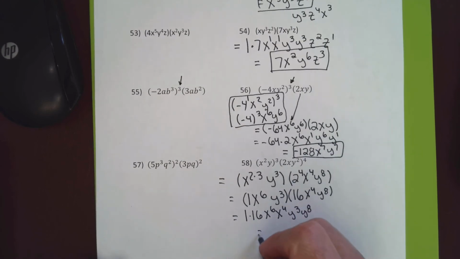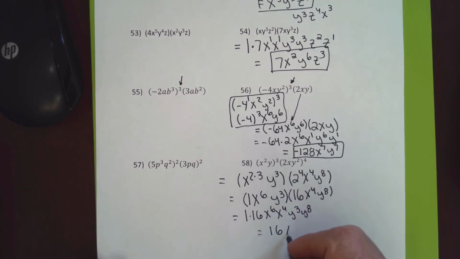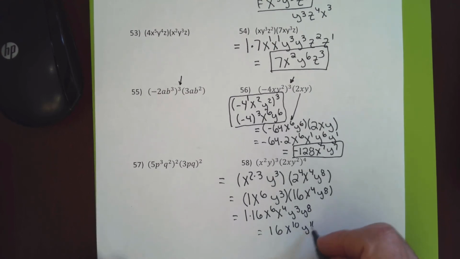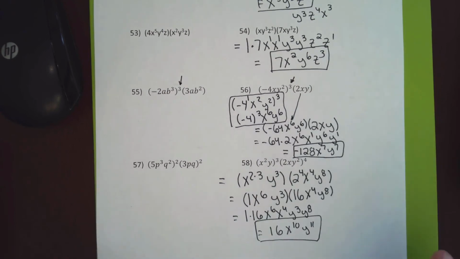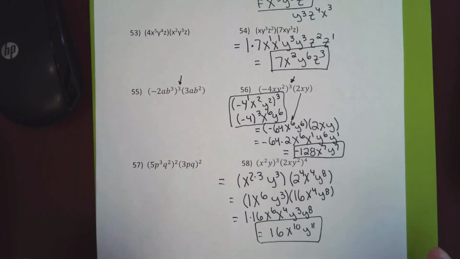1 times 16 is 16. Add the exponents on the x's using rule 1, add the exponents on the y's using rule 1, and I get 16x to the 10th, y to the 11th. Just a few more problems, 3 more problems, and we'll call it quits.